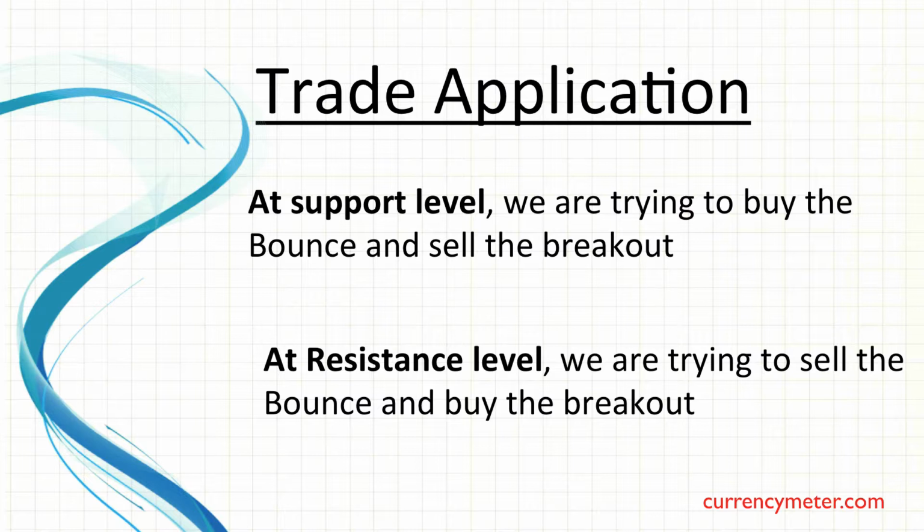At the resistance level it is the reverse of what just happened at the support level. At the resistance level, we are trying to sell the bounce and buy the breakout. Okay? So basically the price reached the resistance level. And then what happened is the sellers are in a tug of war with the buyers. The sellers pushed the price to the bottom. The price came up to the resistance level and couldn't break it to the upside. So the price will bounce.